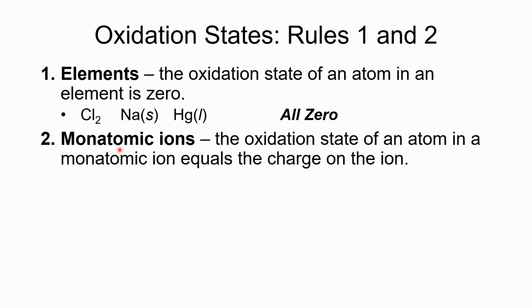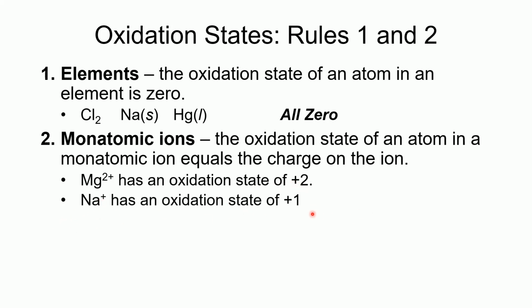If you have a monatomic ion, whatever the charge on that monatomic ion is, that's the oxidation state. So the oxidation state of an atom in a monatomic ion is the charge on the ion. If you know for sure what the charge on a monatomic ion is, then you know its oxidation state. So magnesium 2+, oxidation state of +2. Sodium +1, oxidation state of +1. Chloride, oxidation state of -1. If we know that charge, then we know the oxidation state.